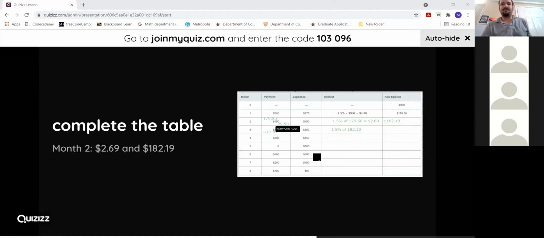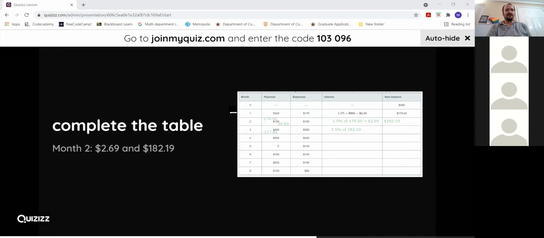So I'm adding minus 217.81. I'm adding 350. I'm adding whatever this is. I hadn't calculated it yet. 2.73, it looks like. $2.73. And I'm figuring out this new balance.